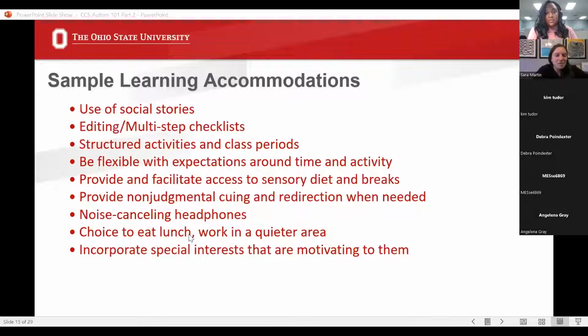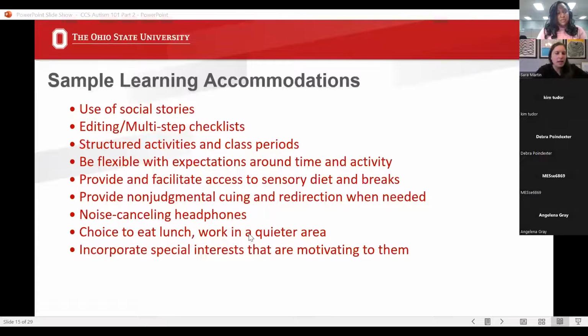Sometimes the classroom and the lunch, especially the cafeteria, can be very overwhelming for students on the autism spectrum. So again, providing them with that choice to eat lunch or work in a quieter area. Sometimes it's really important to have students on the autism spectrum eating lunch with their peers, but maybe just having an area of the cafeteria that is away from the other students and away from a lot of the noise can be helpful. And another thing is incorporating their special interests that are motivating to them.